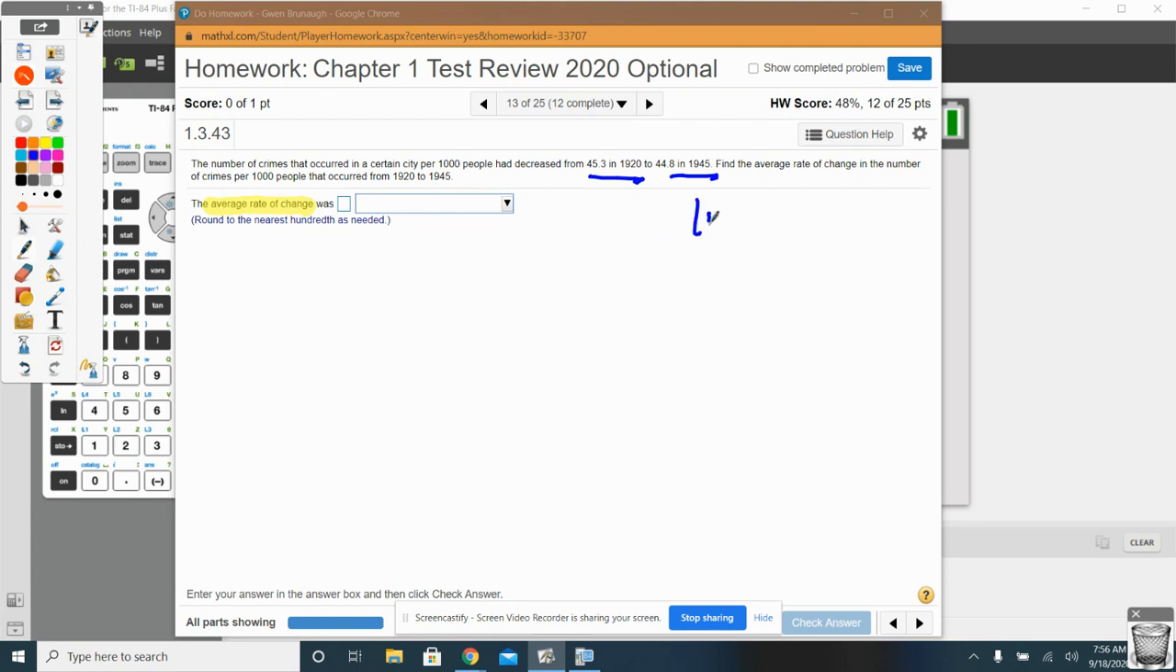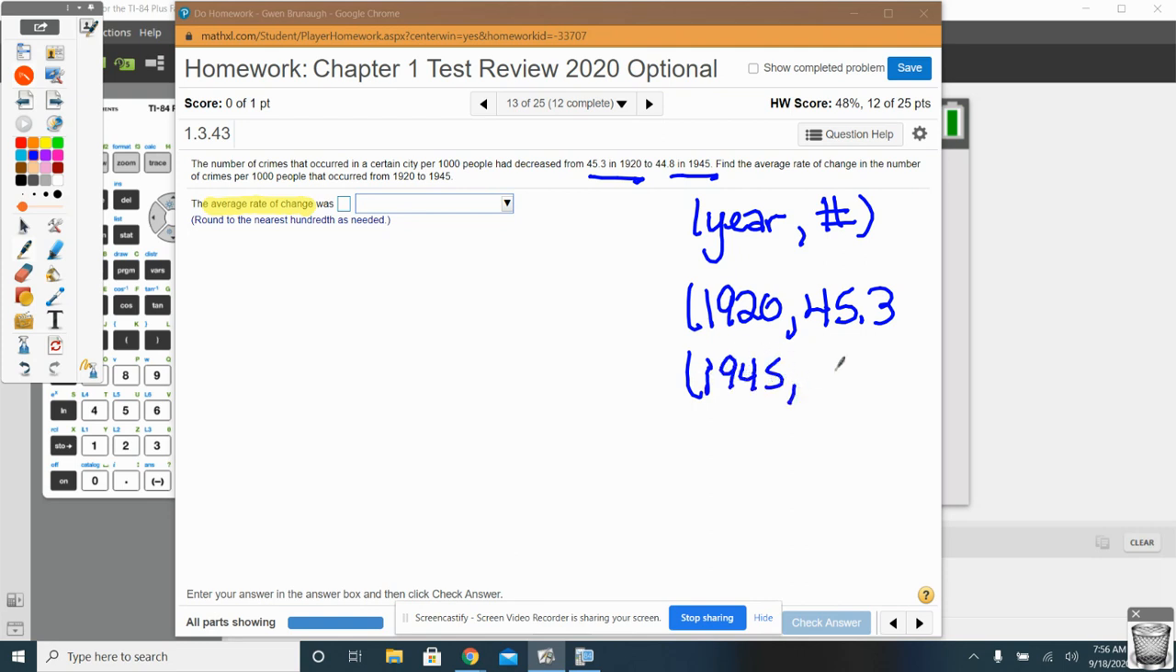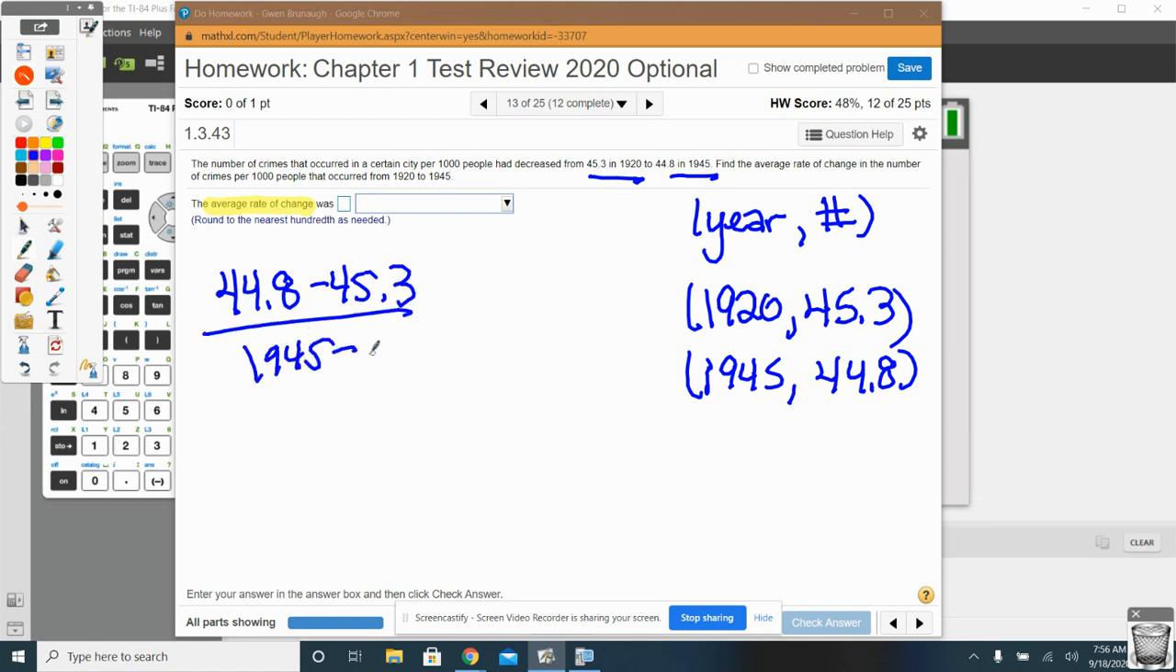The thing that's hard about this is when you're dealing with ordered pairs and time is involved, you're going to put year in the X spot. And that's what makes this problem confusing. So all you have to do is change this to (1920, 45.3) and (1945, 44.8). We'll do our slope formula: 44.8 minus 45.3 over 1945 minus 1920.